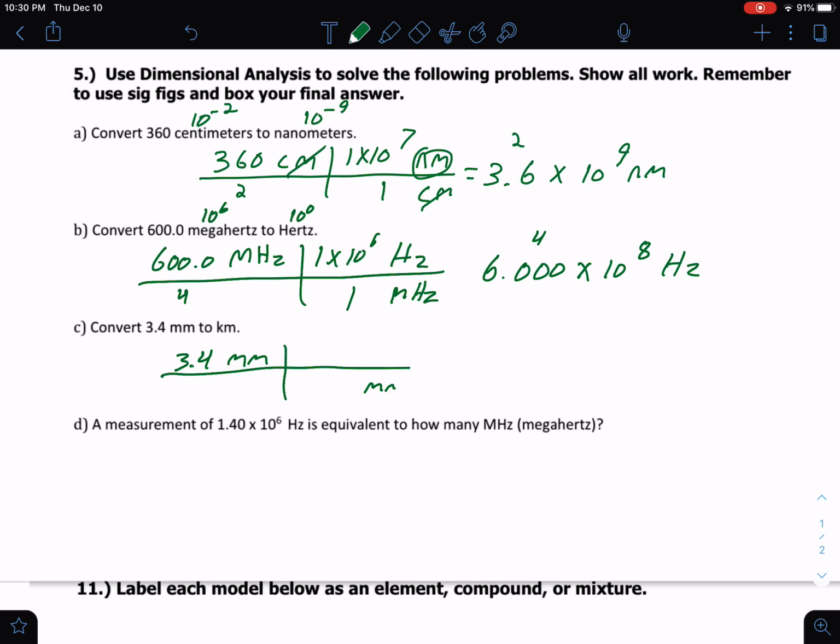And then I would count how many spots it takes me to get from kilo to milli, and that's just going to be 6. So this would be 1 times 10 to the 6th. Okay, so now it's on bottom, so we're going to take 3.4 and divide it by 1 times 10 to the 6th. And I get 3.4 times 10 to the negative 6th. And this is kilometers now, and that is your answer.